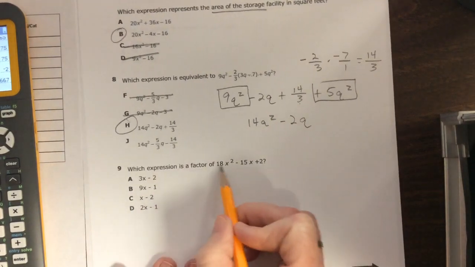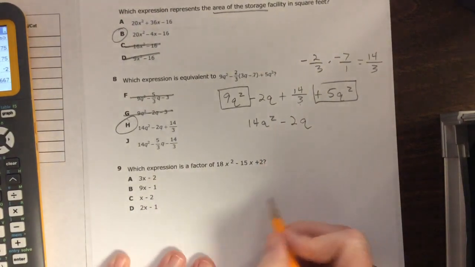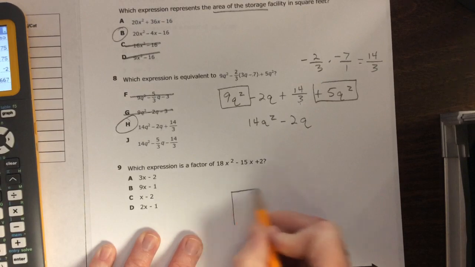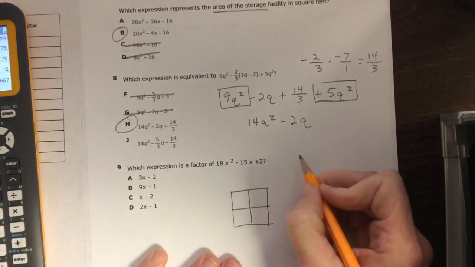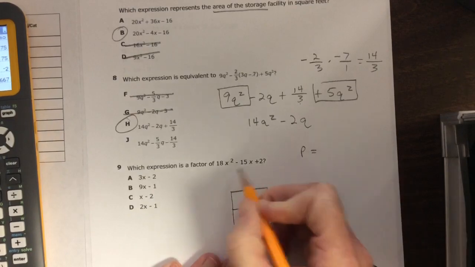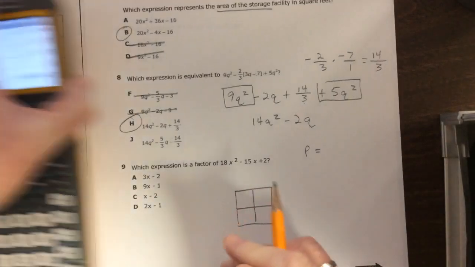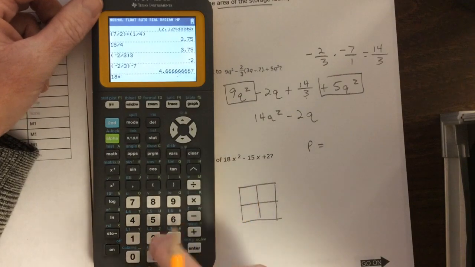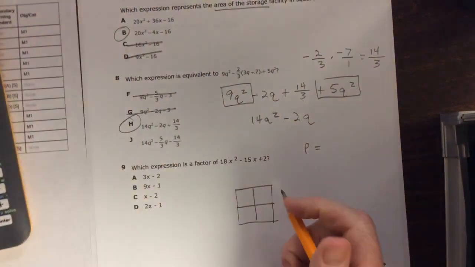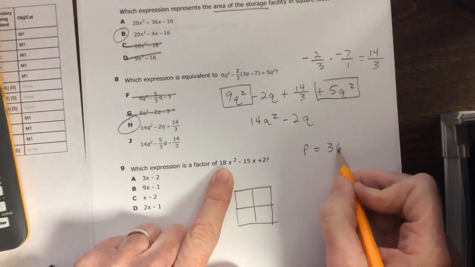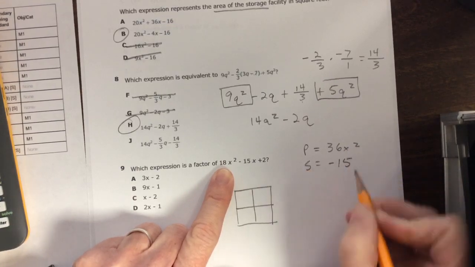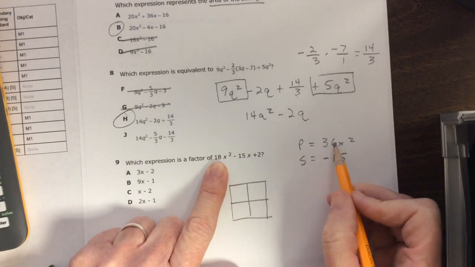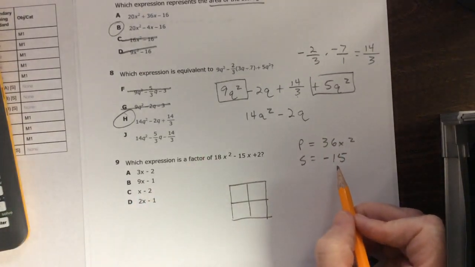Which expression is a factor of this? Well, we're going to use the box method. And I am going to put the product is 18 times 2. So 18 times 2 is going to be 36x squared. I know my sum is going to be negative 15. So what times what is 36, added together gives me negative 15?